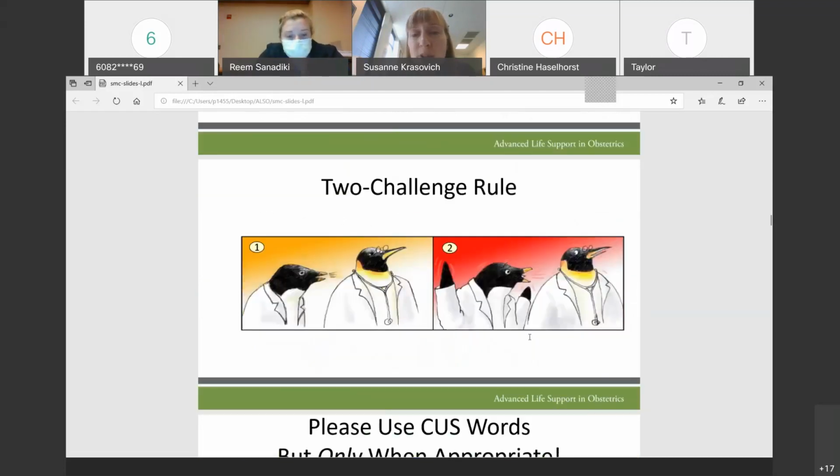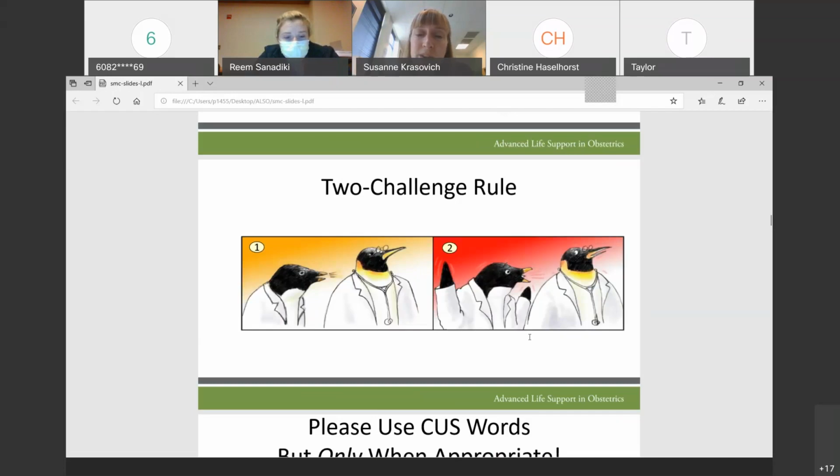So I'm going to give you just a couple of examples of some communication tools, two that we'll talk about, the 2-challenge rule. And here you'll notice that in the first frame, one penguin is trying to talk to the other, who's clearly not listening. In the second frame, they're still trying to talk, and now that second penguin is maybe starting to listen. So if somebody has said the same thing to you twice, if you've gotten the same phone call from a concerned nurse more than once, you need to really think, okay, what's prompting this second call with the same concern?